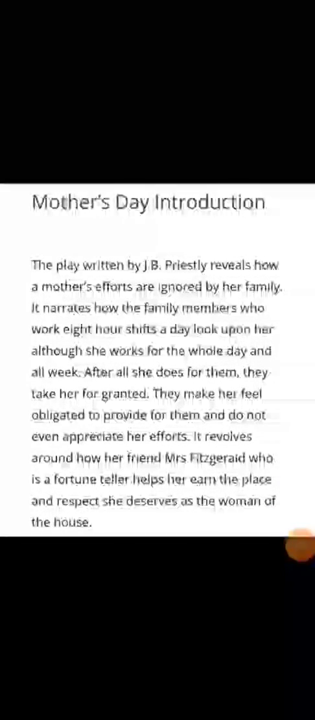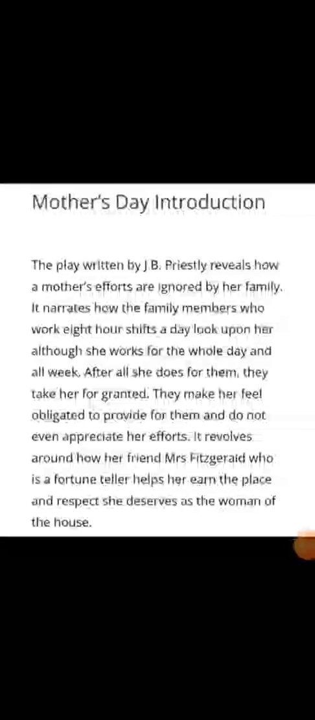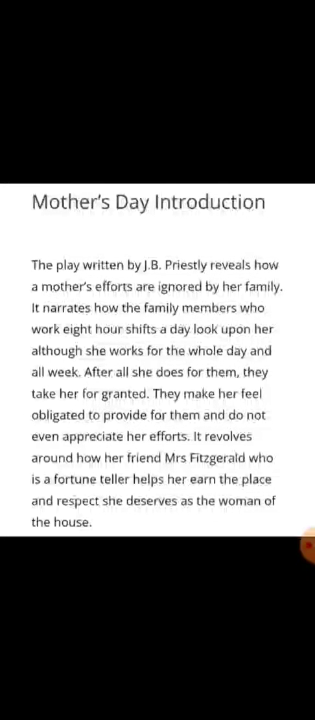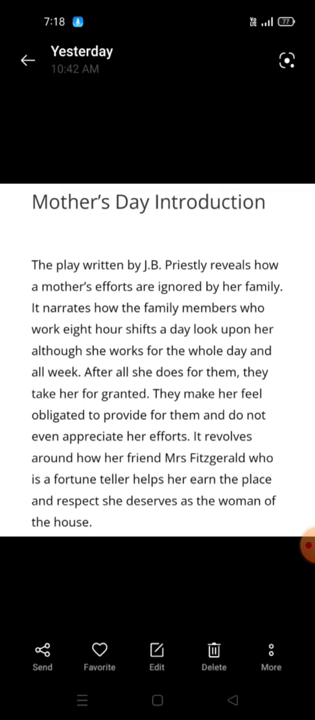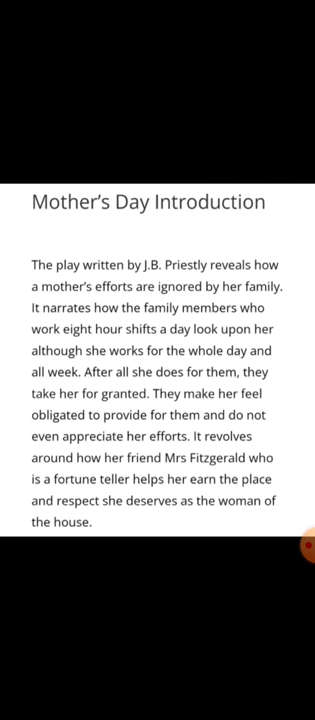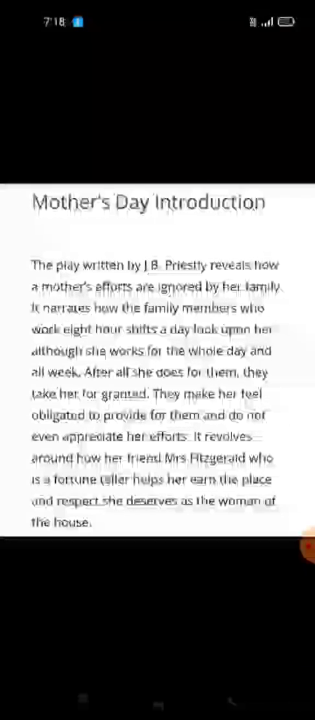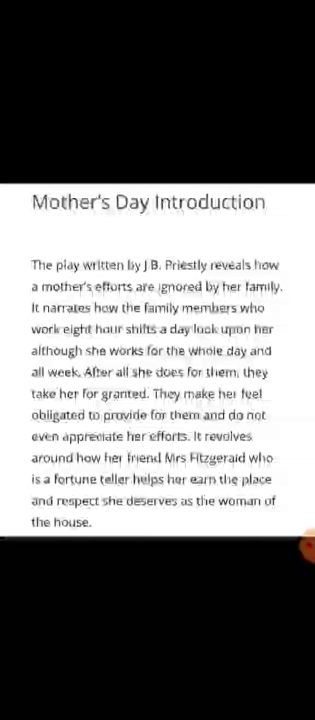The play, written by J.B. Priestley, reveals how a mother's efforts are ignored by her family. It narrates how the family members, who work 8 hour shifts a day, look upon her, although she works the whole day and all week. So it is not only the matter of Mrs. Pearson, because every mother does her duty for her family all the days of the week. They never try to get weekends because they think that family is the first and foremost duty for them. So they never think about any leave or any break.